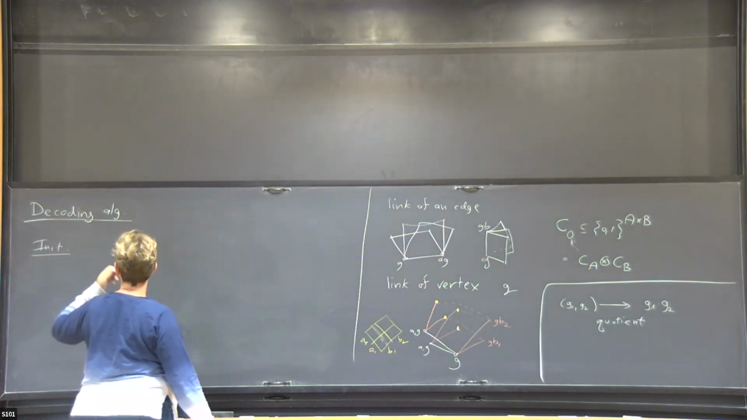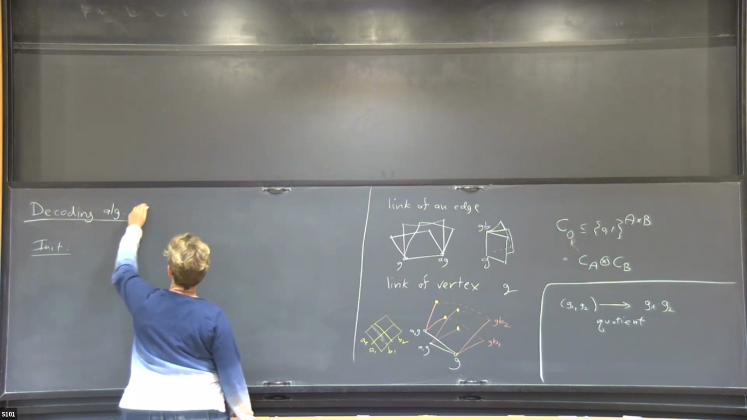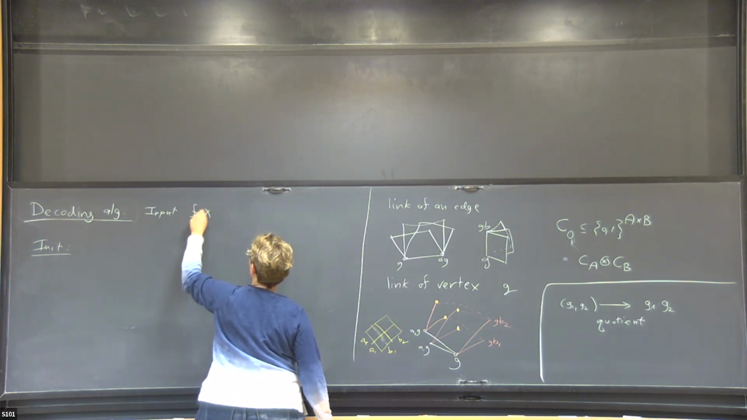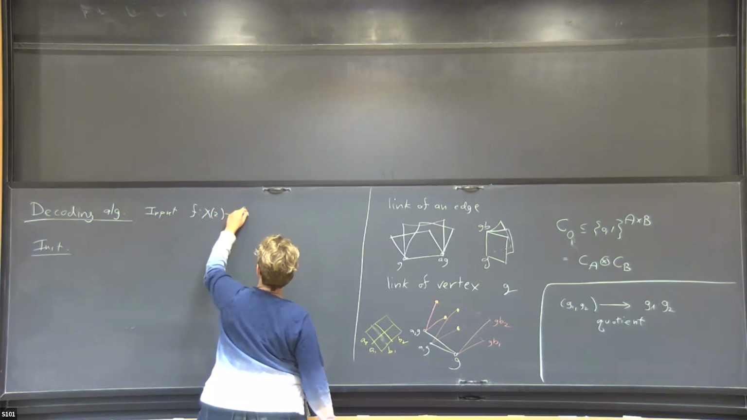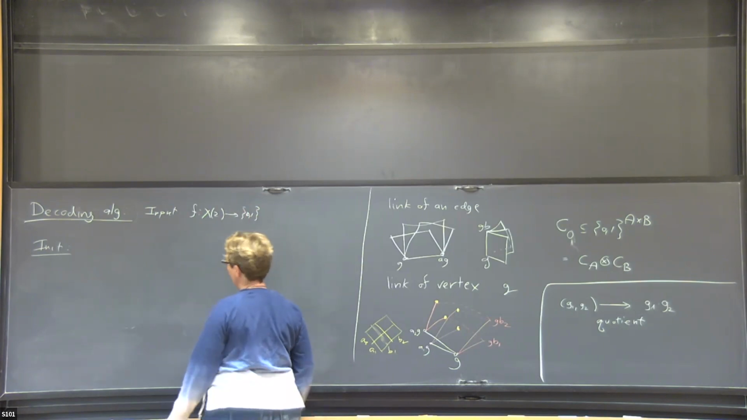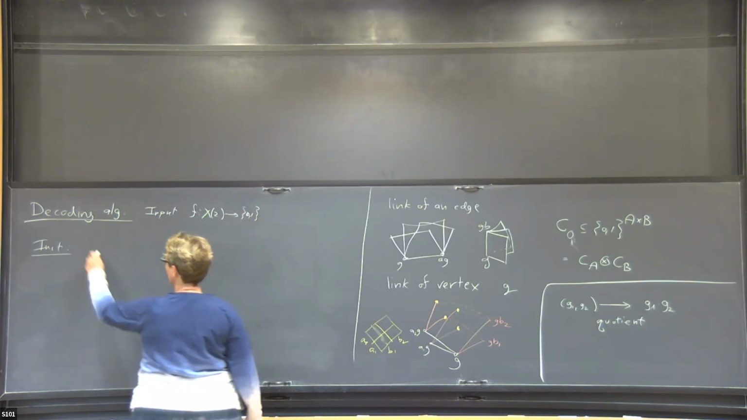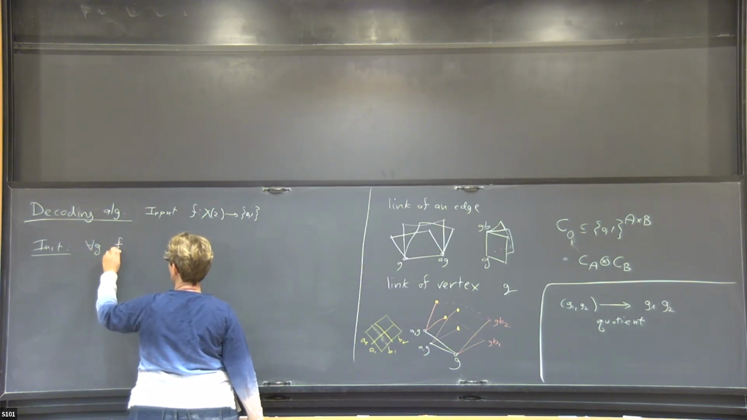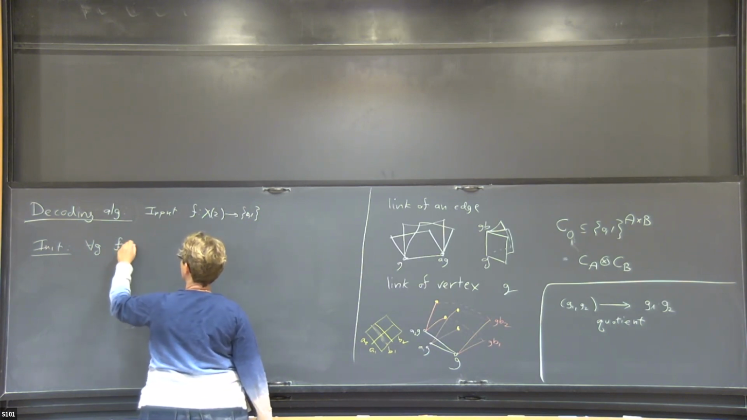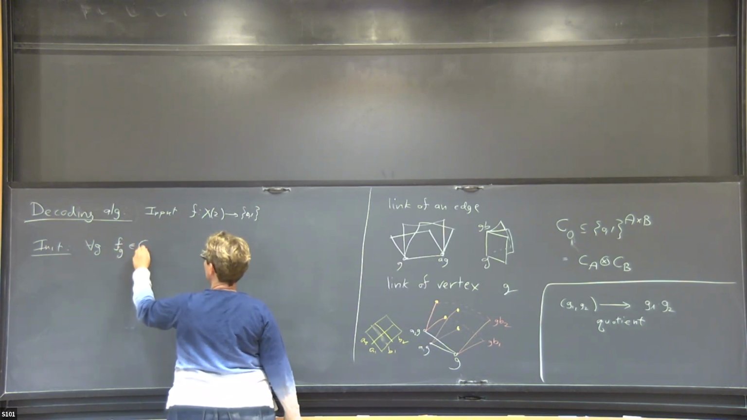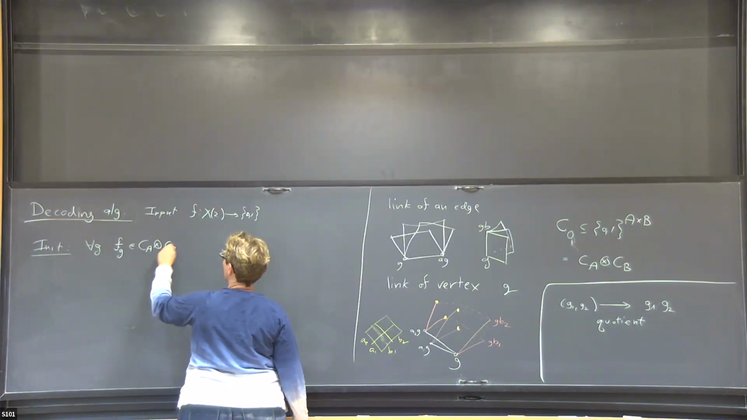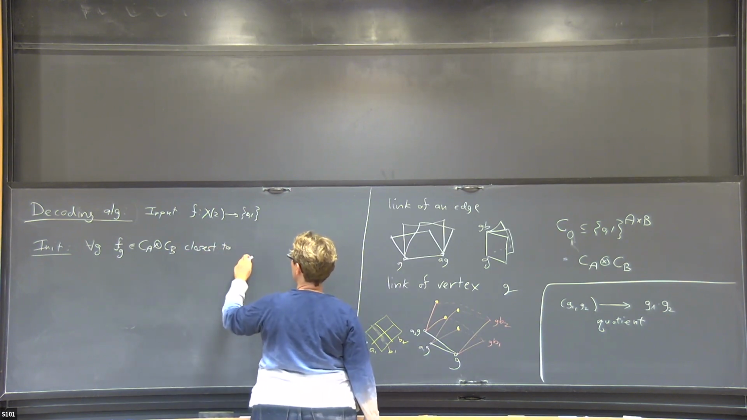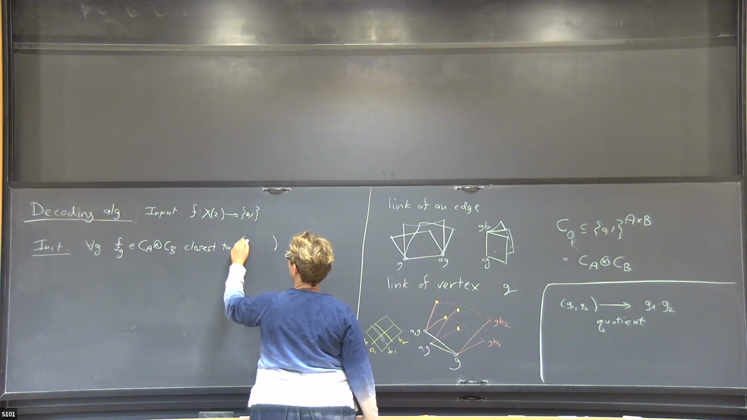Okay, so I'm going to write the algorithm. So the first step: input some function, some labeling of the squares by bits. For every g, you let f sub g be an element of the code C_A tensor C_B closest to the local view at g. So that would be closest to f.